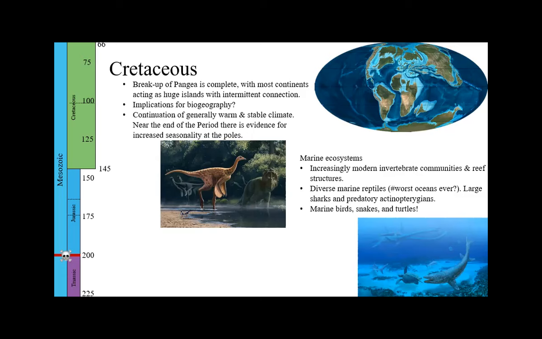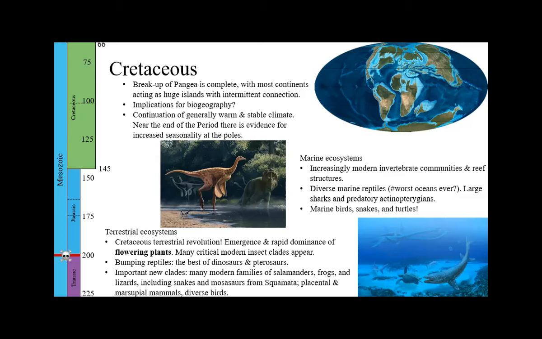Terrestrial ecosystems, we'll talk about it after spring break, but there's this whole phenomenon called the Cretaceous Terrestrial Revolution. I'm going to say it's the second to last of the gigantic important stories for making our modern ecosystems. And this is the establishment of angiosperm, or flowering plant, dominated floras. That happens in the Cretaceous period.